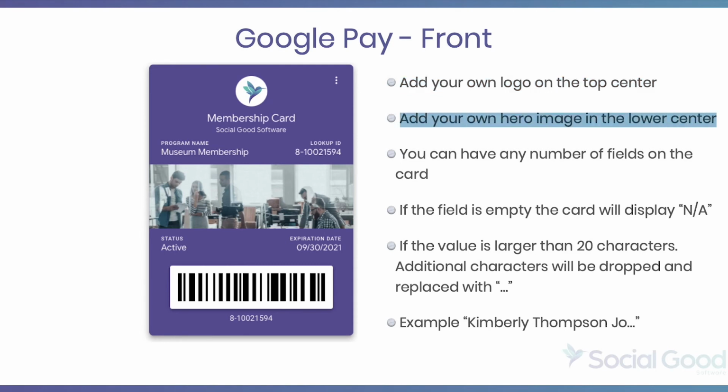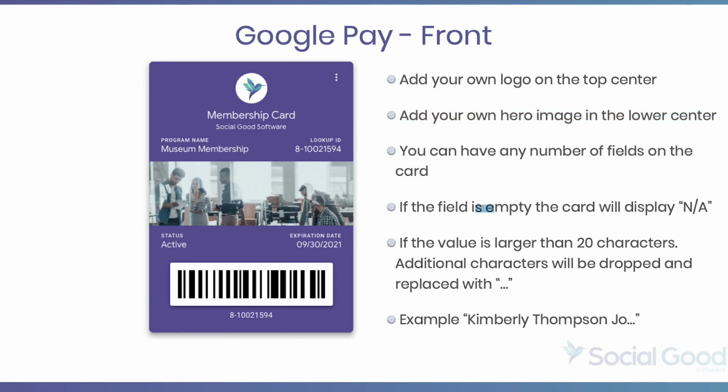You can add your own hero image in the lower center here. So you can go ahead and upload that image here and that will be shown in the lower center of the card. You can have any number of fields on the card. So you can go ahead and add any fields into the card. The card will just shrink or grow depending on what fields you enable. So if you have more fields, it will just simply grow down this way with those additional fields. And then if the field of the card is empty, it will display not available. So if there's no expiration date, it will say not available.